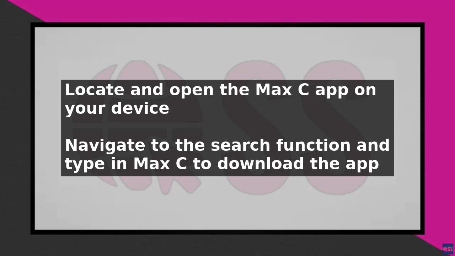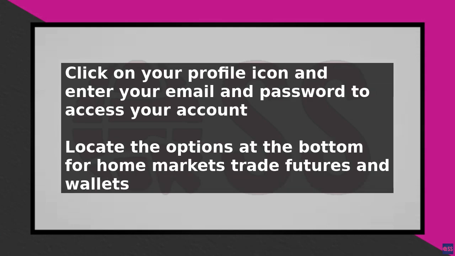To convert USDC to USDT on MEXC, start by locating and opening the MEXC app. Once open, navigate to the search function, typically found in the bottom row of options, and type in MEXC to find and download the app if it's not already installed. After downloading, exit the App Store and locate the installed app.